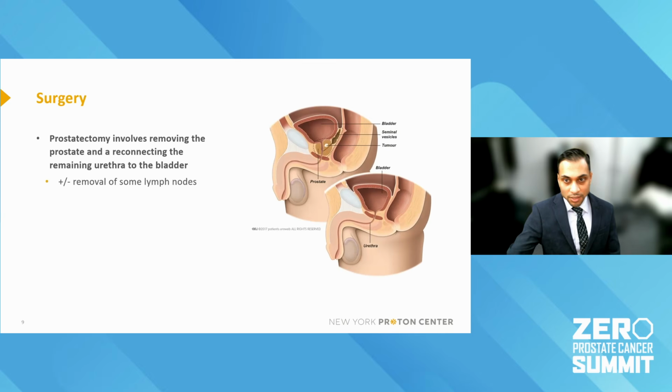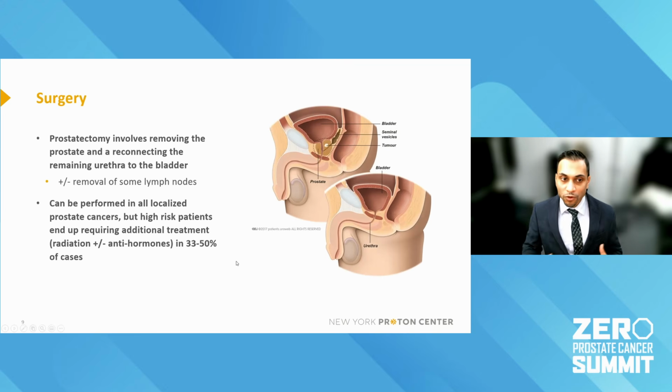So the prostatectomy, it's a surgical procedure that involves removing the prostate gland, the seminal vesicles, and also removing the urethra that goes between the bladder and the end of the penis here. And you're removing this whole structure here. This is, again, the prostate gland and the seminal vesicles. And then you have to reattach, reanastomose, reconnect the urethra that is still remaining.